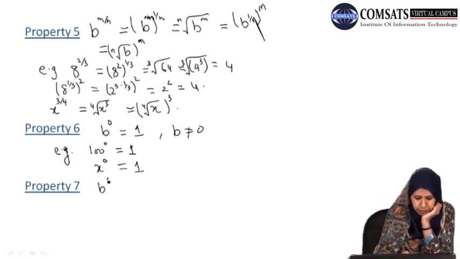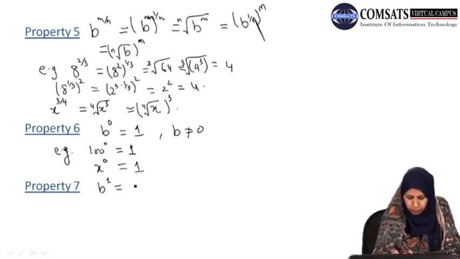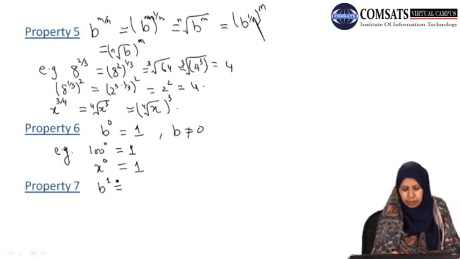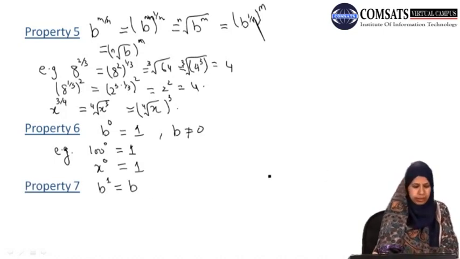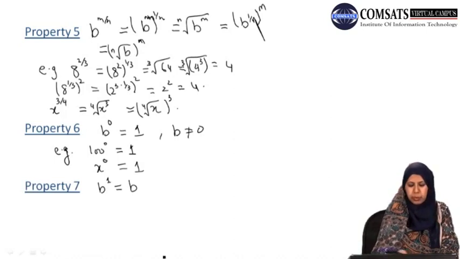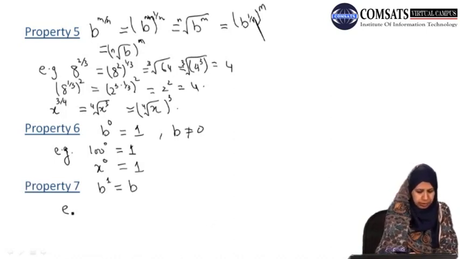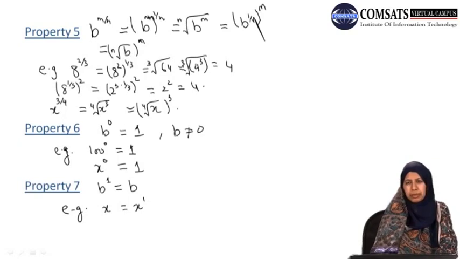Seventh property, which we have already used and we know by heart, is that any positive number to the exponent 1 is the same positive number. That is, b to the power 1 is nothing but b. For example, x can be written as x to the power 1. Since x to the power 1 is so obvious, we never write it.